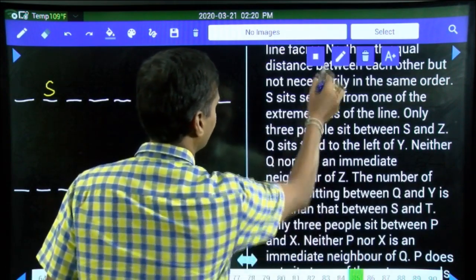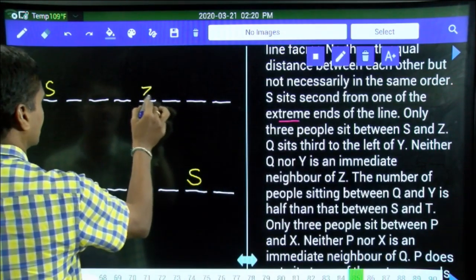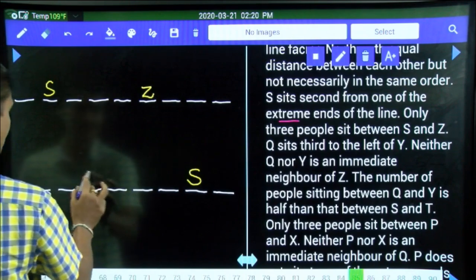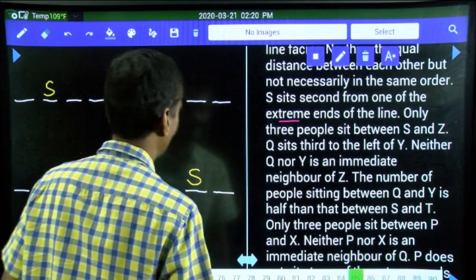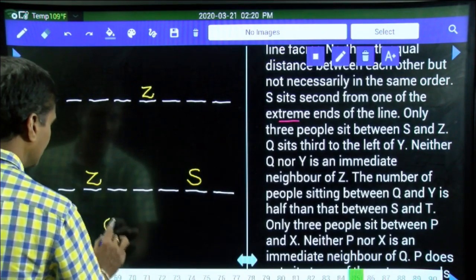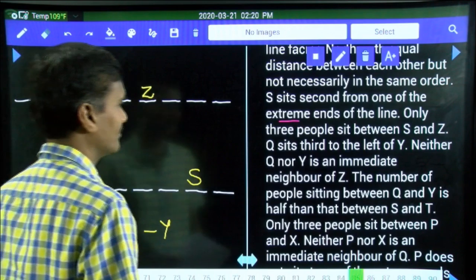Only 3 people between S and Z. 3 people between S and Z, where Z is here. Q sits third to the left of Y.